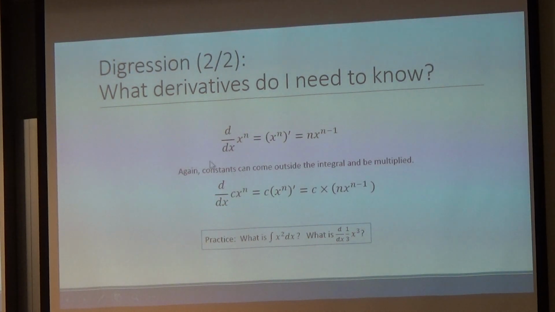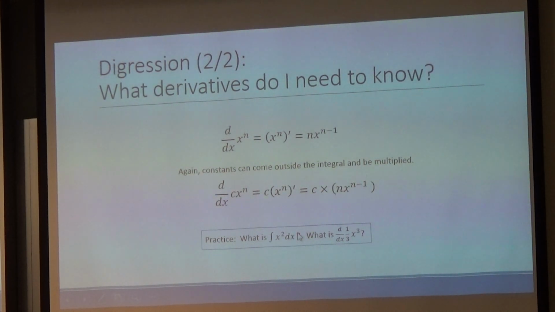The other thing that's going to come up sometimes is the derivative of an x to the n. So here you just want to remember you bring the n down and you subtract 1 up in the exponent. So this is my rule. Again, constants come out and are multiplied. Just a small bit of practice. What is this guy?